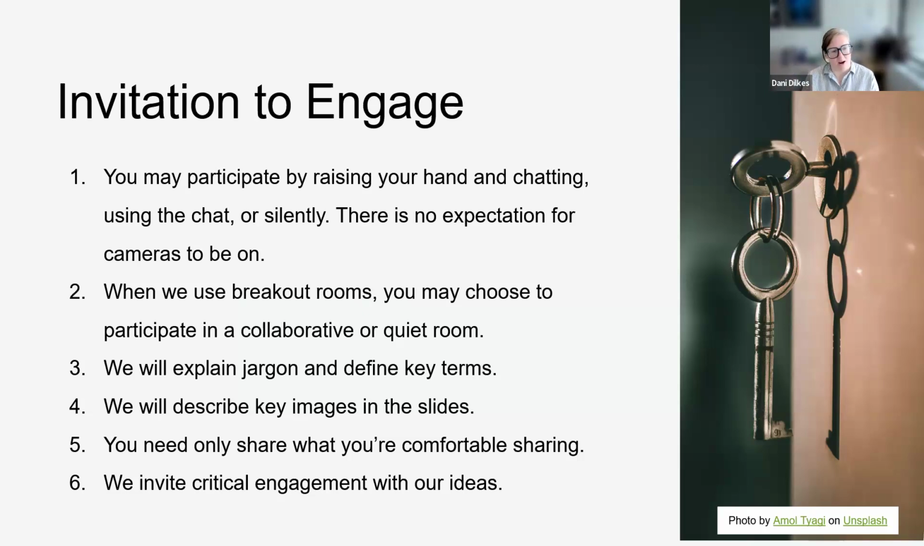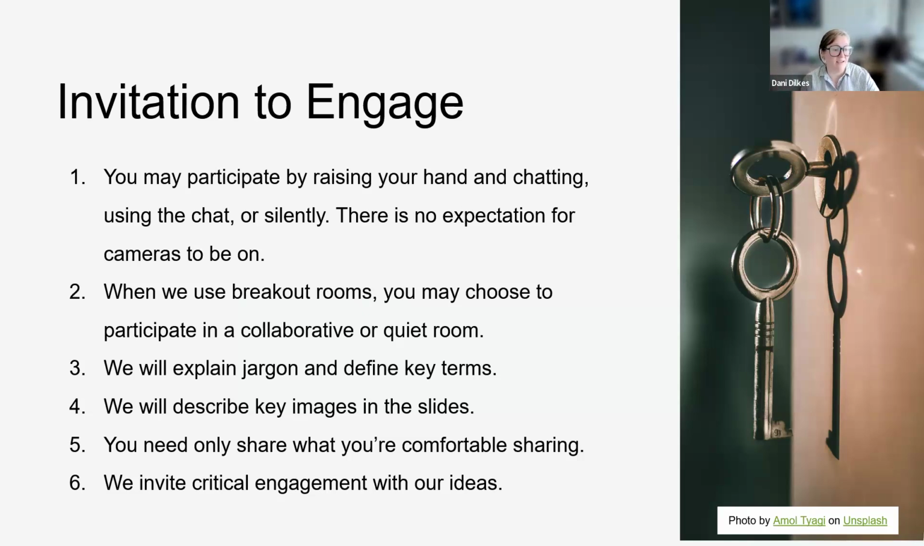There are going to be some diagrams throughout the slides, and we will describe the key images in the slides when they come up. Images that are more decorative, we're not going to pause and describe, though. In the discussion, you only need to share what you're comfortable sharing. So again, choose the level of participation that works for you today.